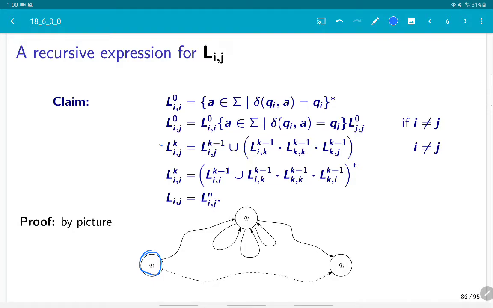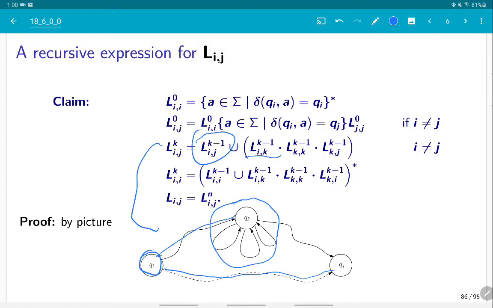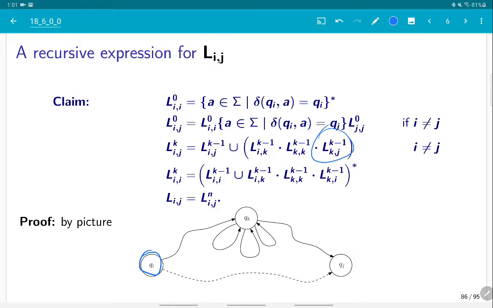Let's think, for example, on this case, right? Either you go from i to j directly, right? So you take L_ij k minus 1. Alternatively, you take the k state in the middle, and then you have to go from i to k using k minus 1. Then you can stay in this state as long as you want. This is this string. And then you have to travel to the destination j. So that's how we get this equation. So clearly one can prove the correctness of those things.